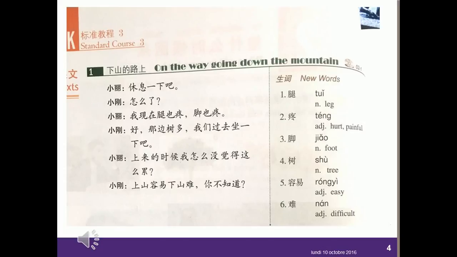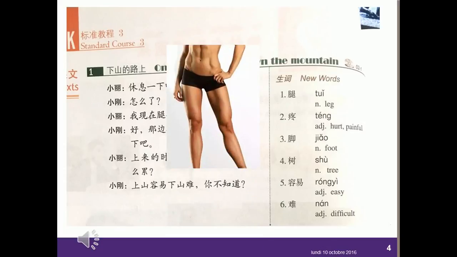So look at the first one. First, the new words. 腿, 腿, leg. So let me show you guys a picture. 好, so we don't have plural form for legs, even though they're a pair. In English, it's like legs, shanks, but in Chinese, it's just 腿. Alright, if it's left leg, then we call it 左腿. And the right leg will be 右腿. And then if it's thigh, this part, we call it 大腿 because it's bigger. 大 means big. And then shanks, we call them 小腿. Okay, so this is 腿.